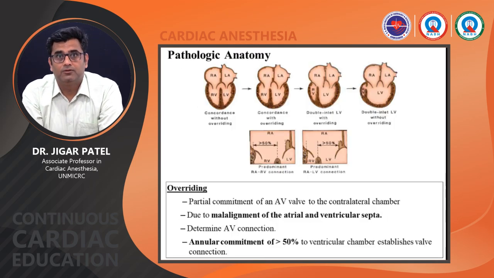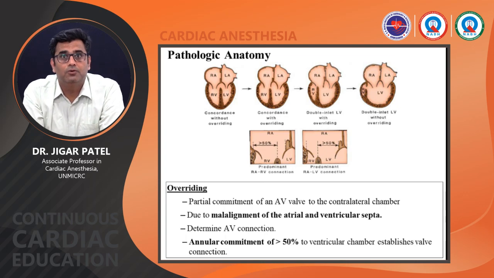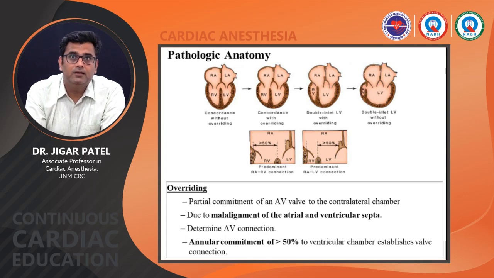Now we have to understand two terms. The first is overriding. Overriding is a partial commitment of an AV valve to the contralateral chamber. It is due to malalignment of the atrial and ventricular septum, and overriding determines the AV connection to a particular chamber. If annular commitment is more than 50%, then the ventricular chamber establishes connection with the valve. As you see in the image, the first heart is with concordance without any overriding, and in the second image there is a slight overriding of the tricuspid valve, but it is less than 50%.